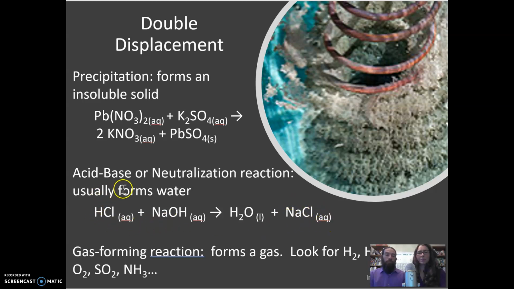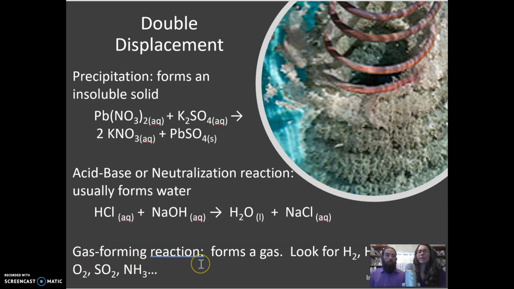So this is a double replacement. H goes with the OH. The Na is going with the Cl. When we write our salt, that Na is written first because the metal always goes first when we write formulas. And they combine in a 1-to-1 ratio. So that's an acid-base or neutralization.